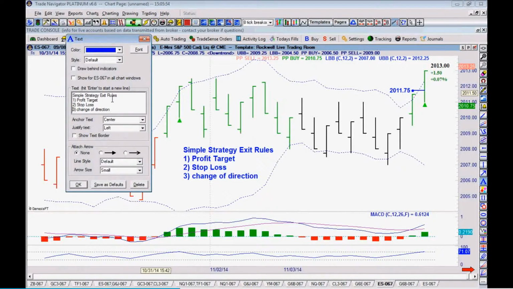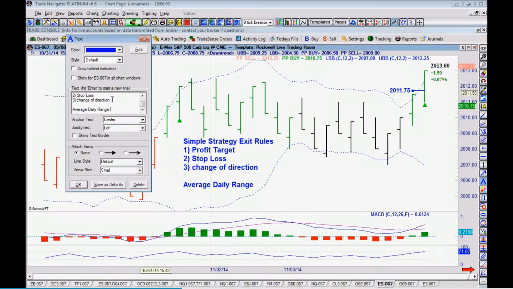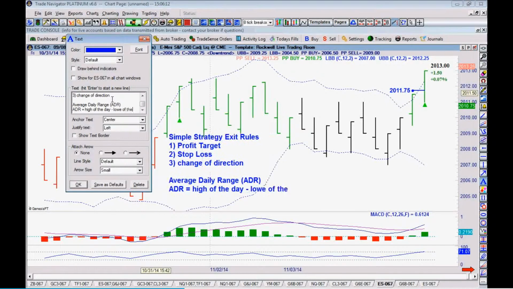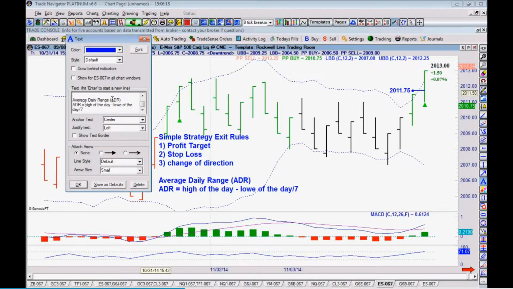Now, the profit target is going to be based on a concept that is known as the average daily range. We'll abbreviate that and call it the ADR. The average daily range is the high of the day minus the low of the day divided by 7. What we're looking for is the high of the day minus the low of the day, not Rob Lowe, L-O-W-E. The high of the day minus the low of the day gives us the range. But what we want to do is average the range over 7 periods, 7 days. And this will give us a reference for the type of volatility that we're seeing in the market.